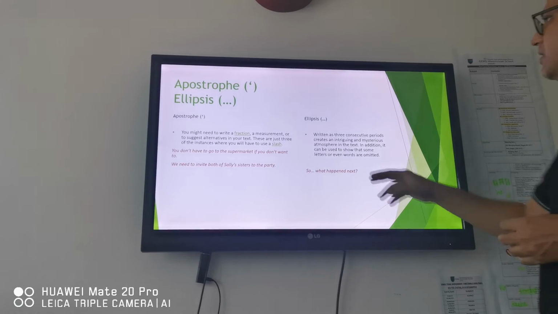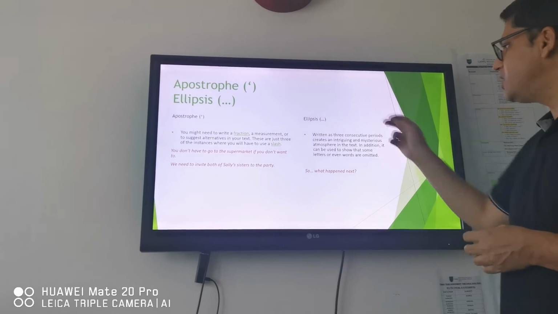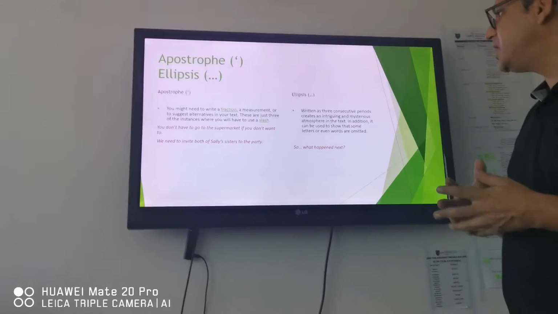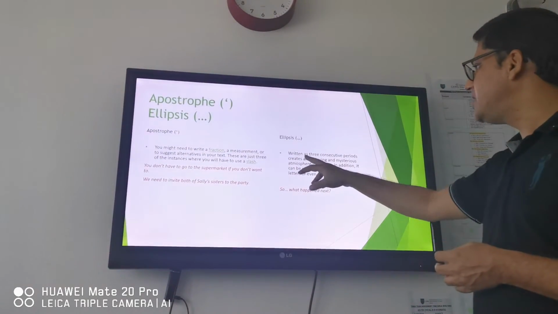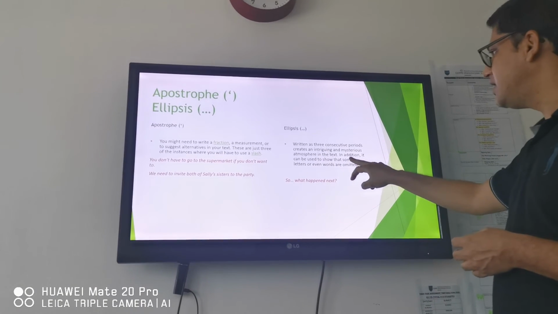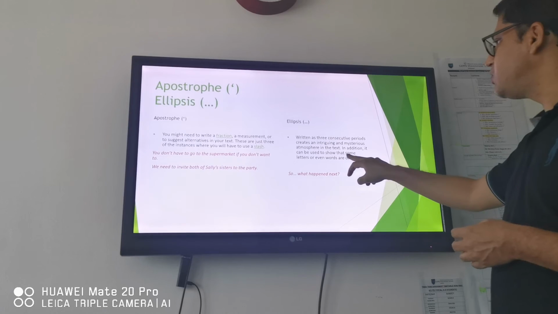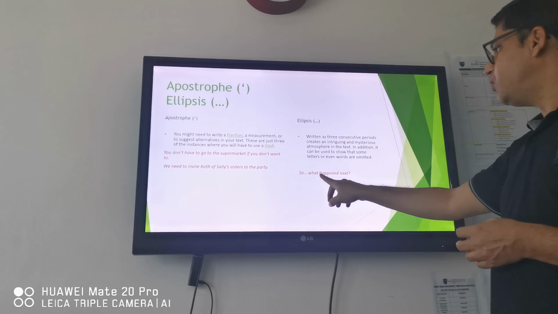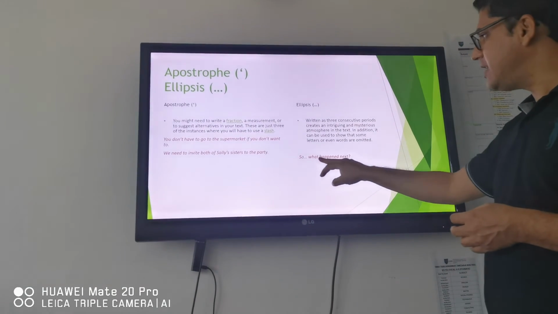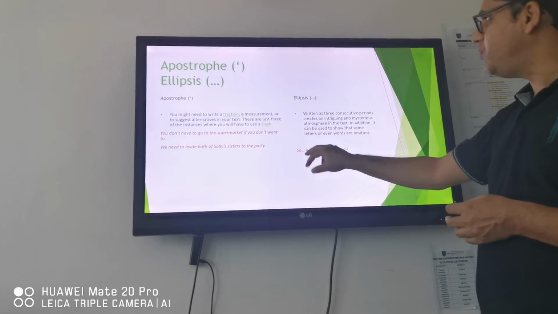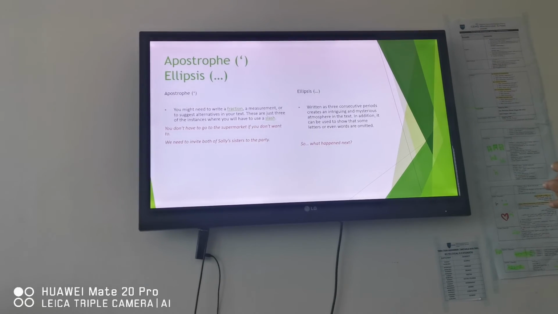Then the ellipsis. These are three continuous periods. So if you want to explain something, or it's a mystery text, writing consecutive periods creates an intriguing and mysterious atmosphere in the text. In addition, it can be used to show that some letters or even words are omitted. So what happened next? It keeps you thinking about what happens next. So we use this ellipsis in that space.